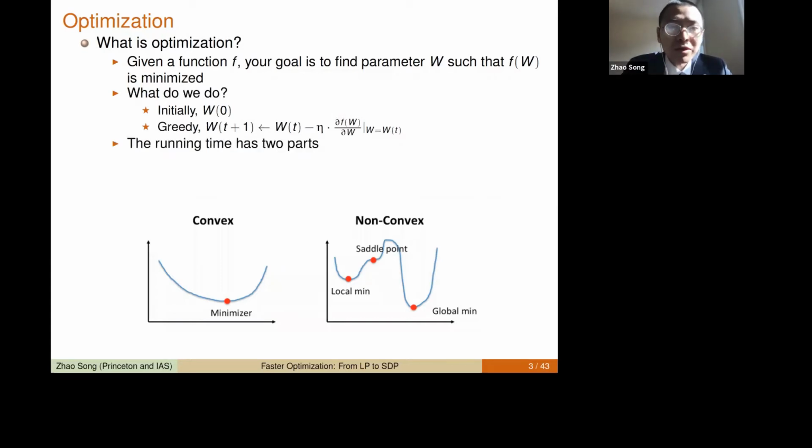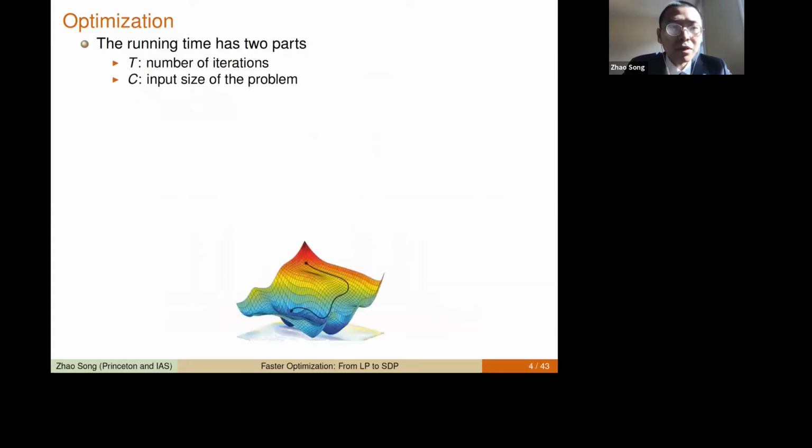The running time of this algorithm has 2 parts. The first part is the number of iterations, and the second part is the cost per iteration. Usually it has to be the input size of the problem, which means in every iteration, you have to read the input size of the problem. So naively, if you just combine these 2 parts, the running time will be T times C, where T is the number of iterations and C is the input size of the problem.